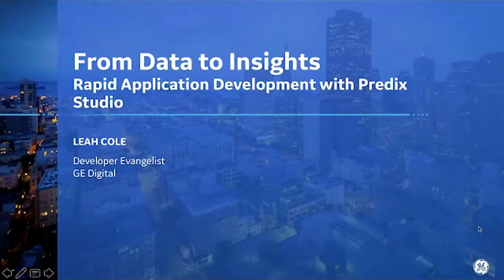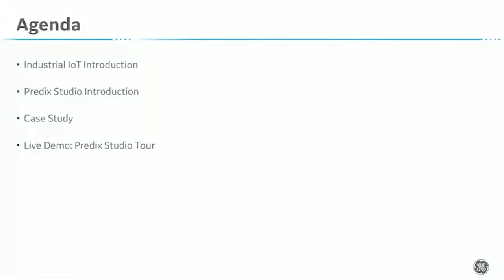And I hope you're excited because we're going to go on a journey today from data to insights, and it's going to be all about rapid application development using our Predix Studio product. The journey today is going to consist of a few stops. First, we're going to go through an introduction to industrial IoT development. Then we're going to talk about Predix Studio and what it actually is. We're going to go through a couple of case studies about uses of Predix Studio, and then we will actually do a demo live and in the flesh, which is very exciting.